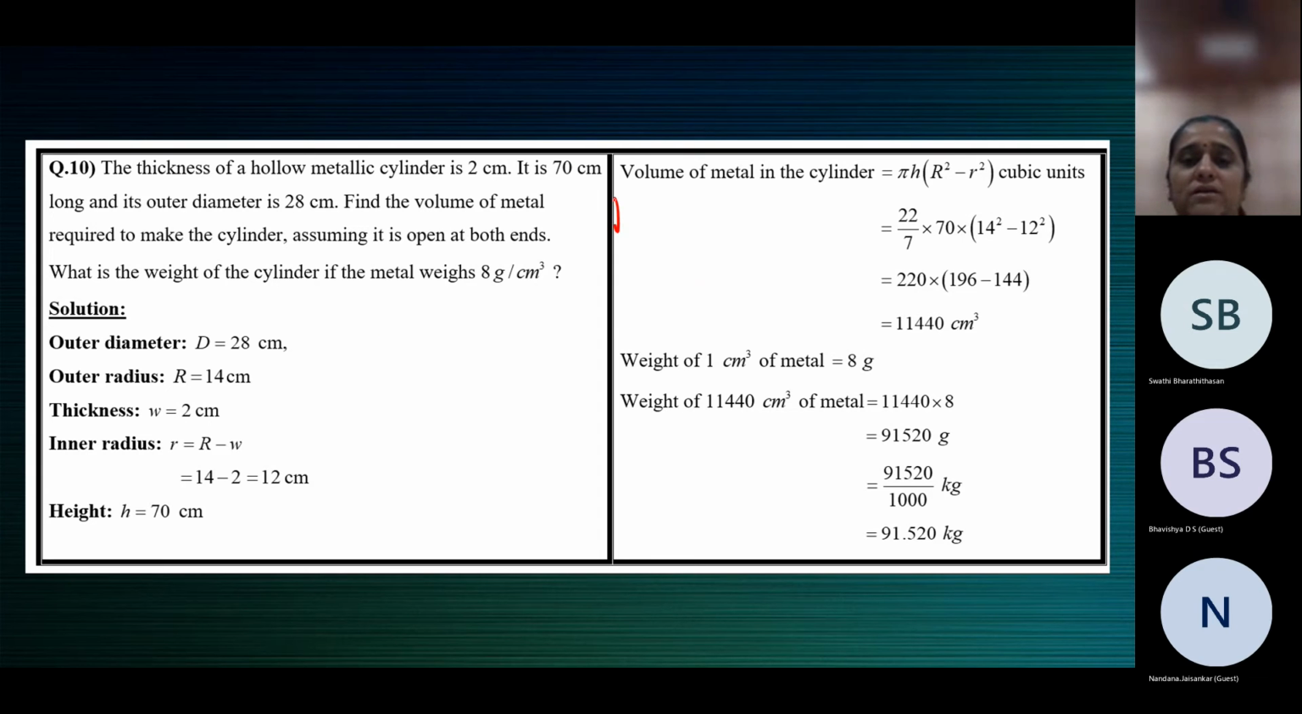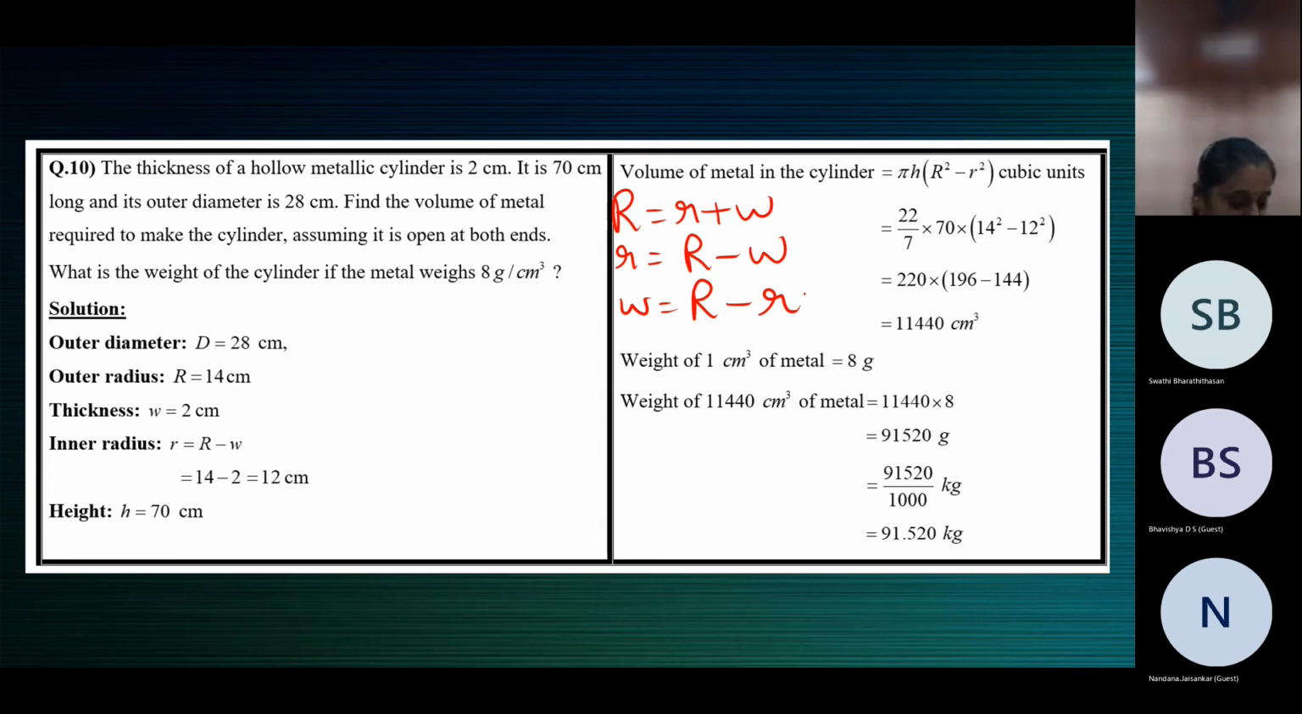Tell me, outer radius is equal to inner radius plus the thickness. Inner radius is equal to outer radius minus the thickness. And the thickness is outer radius minus inner radius. Please make a note of this. Since there's no time, maybe I'll repeat it in the next class. Please make a note of this. Finished, ma'am.